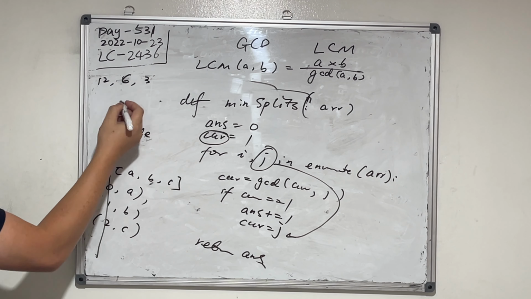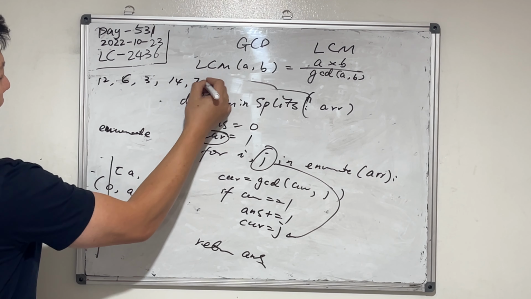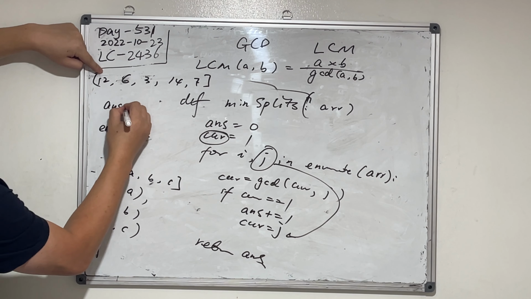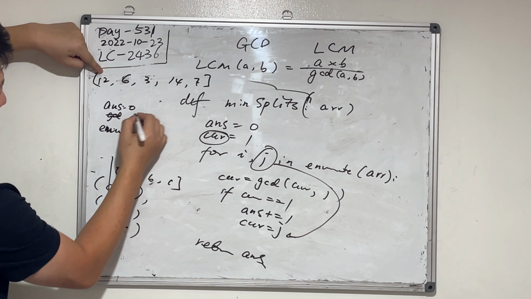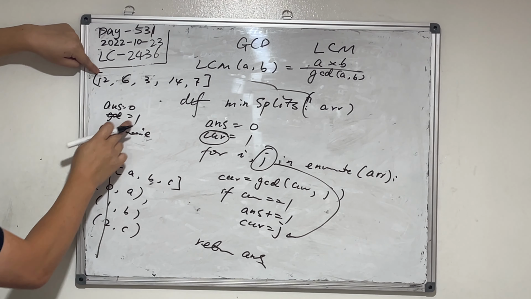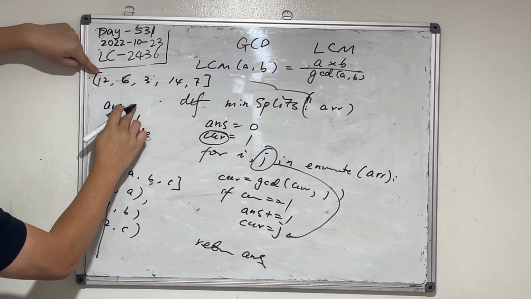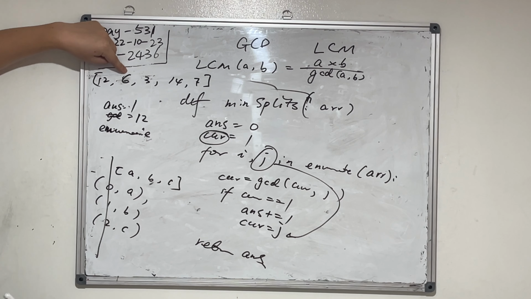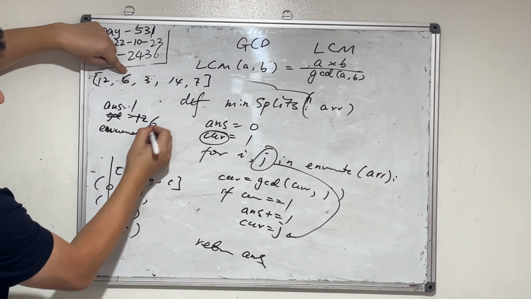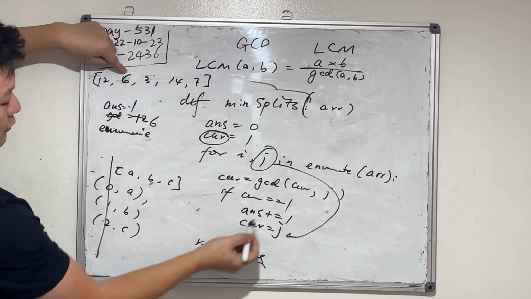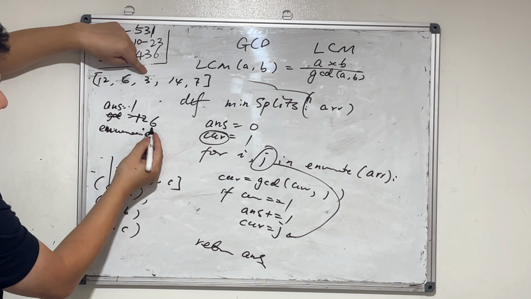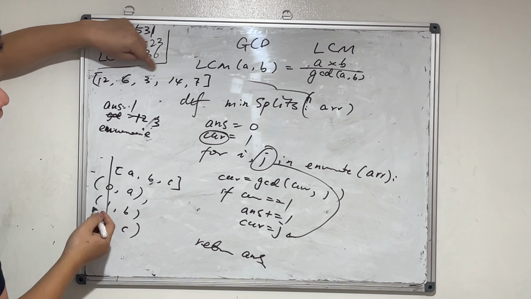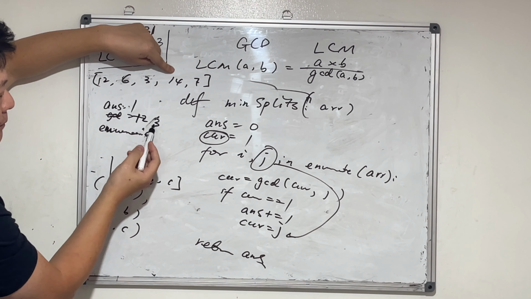12, 6, 3, and then 14, 7, right? This was the example, okay? So look, answer equals 0, and current GCD equals 1. 1 and 12, the GCD is 1, so we need to increment the answer, and the current is set to 12. 12 and 6, the greatest common divisor becomes 6, which is not equal to 1, so we continue. 6 and 3, the greatest common divisor becomes 3. It's still bigger than 1, okay? Now 3 and 14, the greatest common divisor becomes 1, right?